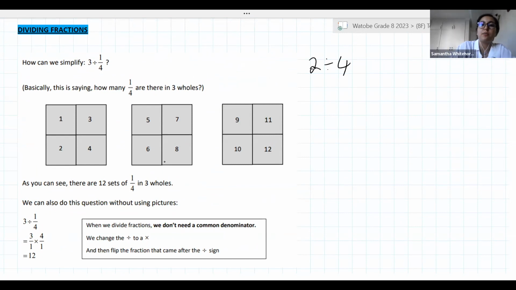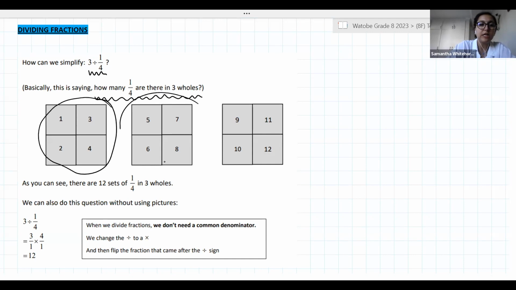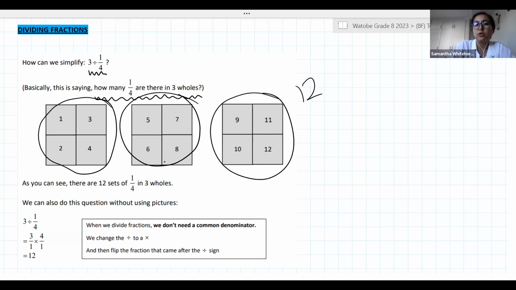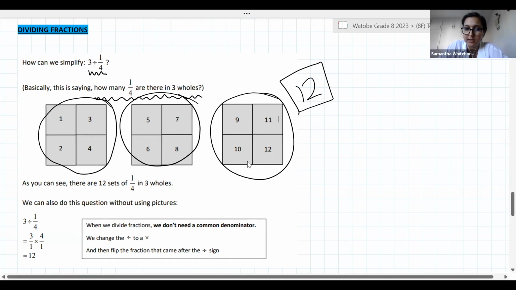So if, for example, I said to you 3 divided by a quarter, I'm asking you how many quarters are there in 3 wholes? Now, when I'm doing that, we know that we've got 3 wholes, each divided up into 4 quarters, which means in total, I have got 12 quarters making up 3 wholes. And that is all division is.